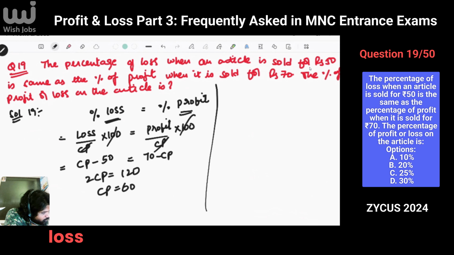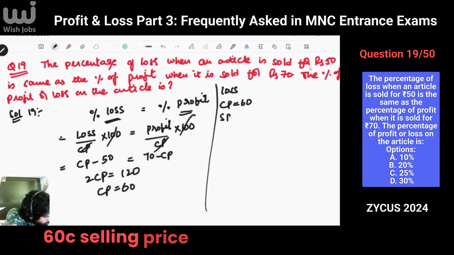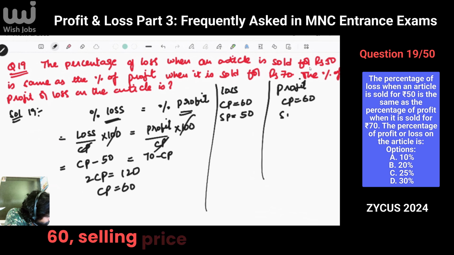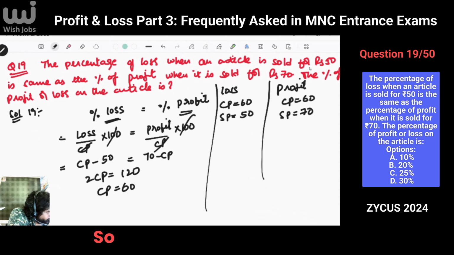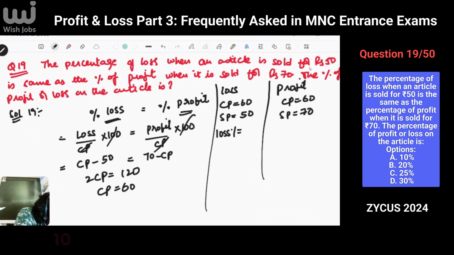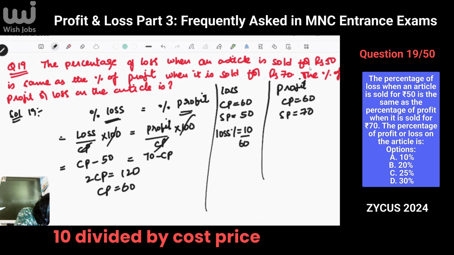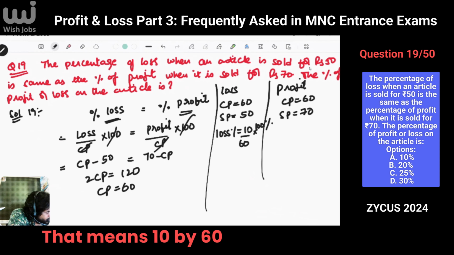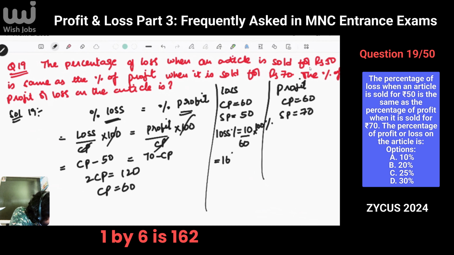So in loss, cost price equals 60, selling price equals 50. In profit, cost price equals 60, selling price equals 70. So cost price and selling price are there, you can find out the loss. Loss percentage would be loss by cost price into 100 percent. What is the loss? 10 divided by cost price 60 into 100 percent. That means 10 by 60 is 1 by 6. 1 by 6 is 16 2 by 3 percent loss.